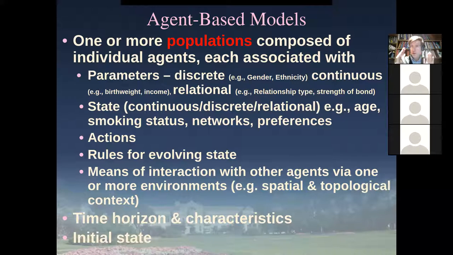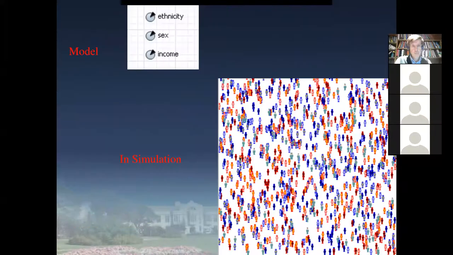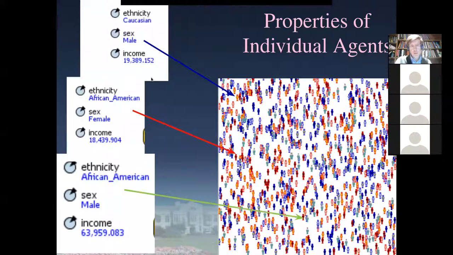Then we have, for the model, a time horizon of some sort, whether it's continuous or broken up into a set of ticks or chunks through which it steps. And then some initial state. So for example, in the model, we might say there's a population of agents. And when we run the model at simulation time, we see a set of individual agents. Those agents will be associated with parameters such as those here.